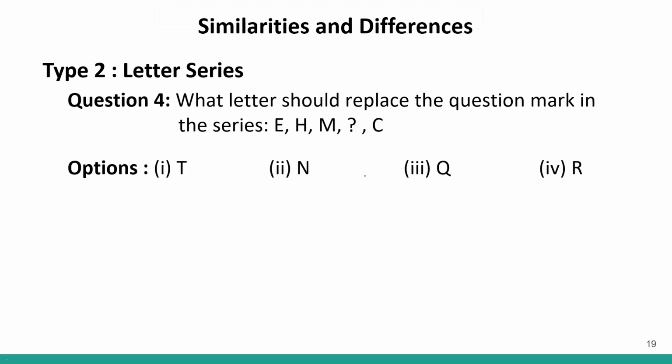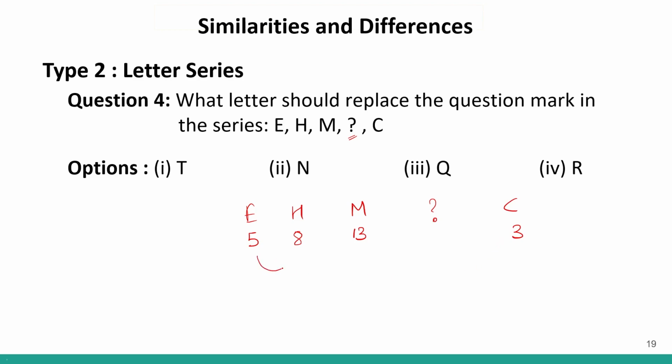Okay. Now, what letter should replace the question mark in this particular series? So this is a missing element series. Here I can see, let me write it like this. E is 5th position. Similarly, H is 8th position. M is 13th position. This position is missing. And then C is again 3rd position.